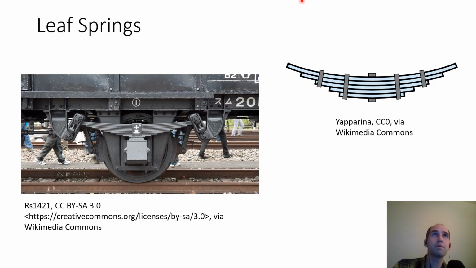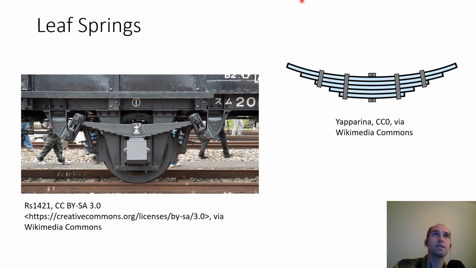Hi everyone. Today we'll be analyzing the flexural stresses in leaf springs. Leaf springs consist of a curved bending beam that bends in response to force from the wheel to absorb shocks. Leaf springs are the oldest type of suspension and were even used in chariots thousands of years ago.